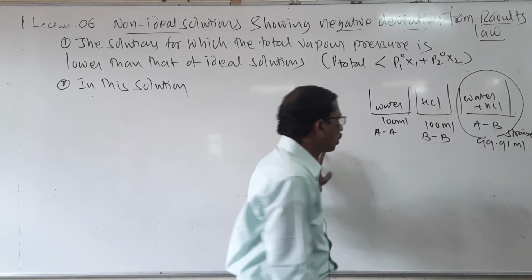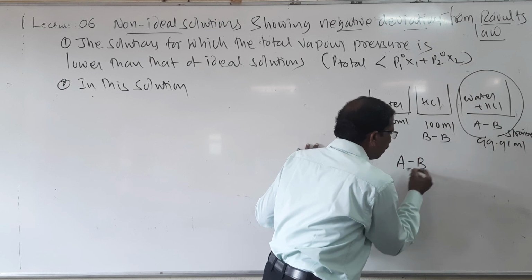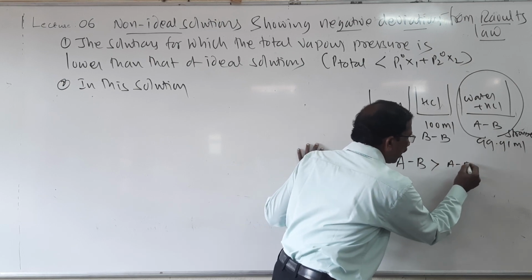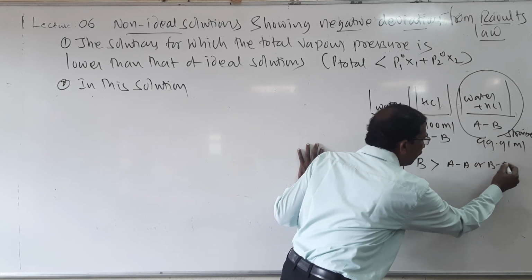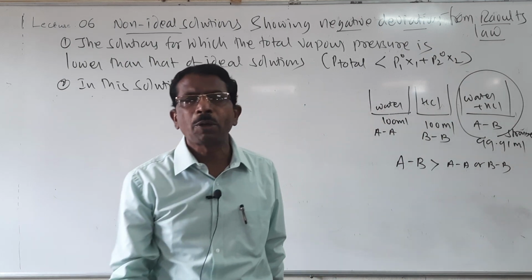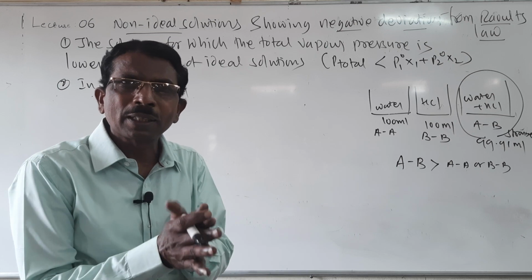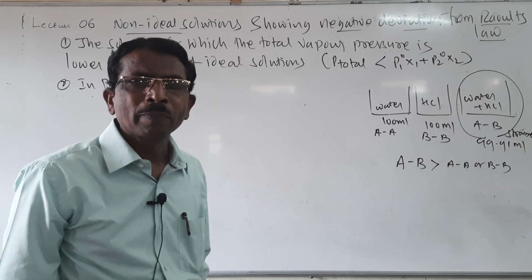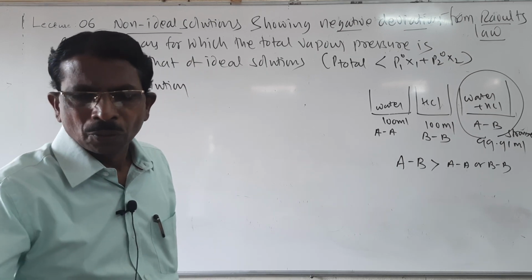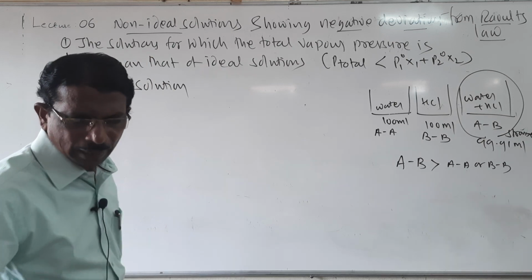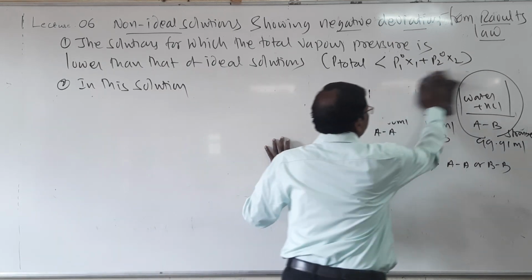So remember, the intermolecular force of attraction between AB is greater than that of AA or BB. Therefore the volume decreases. So here the volume change becomes negative, and heat is evolved. So let us see what happens here.